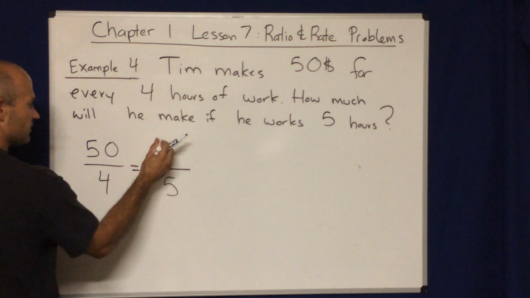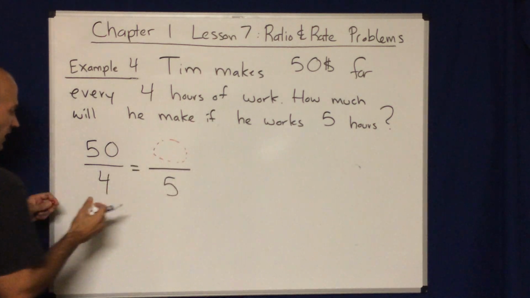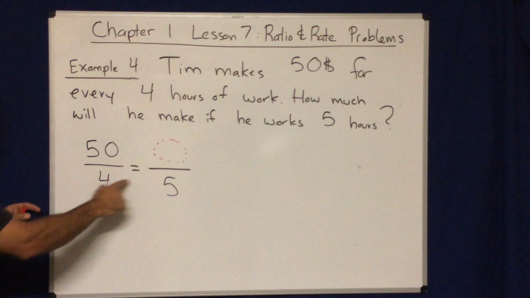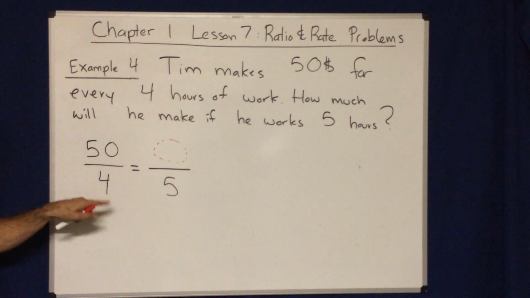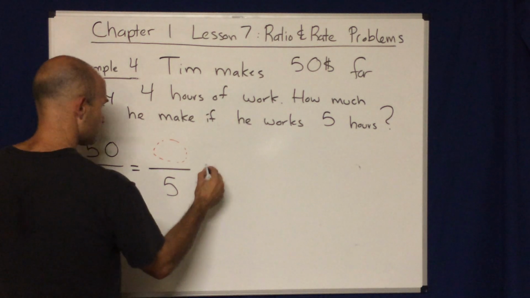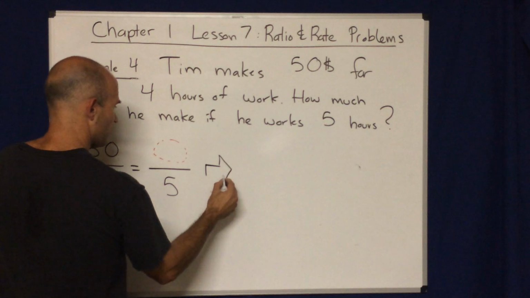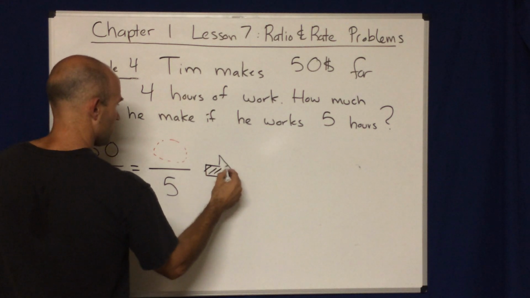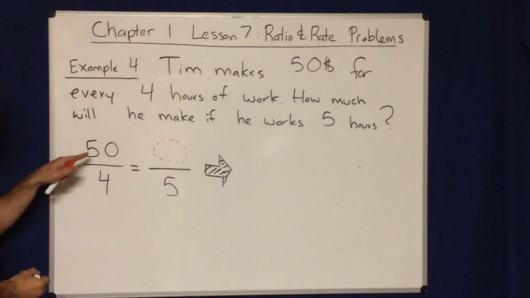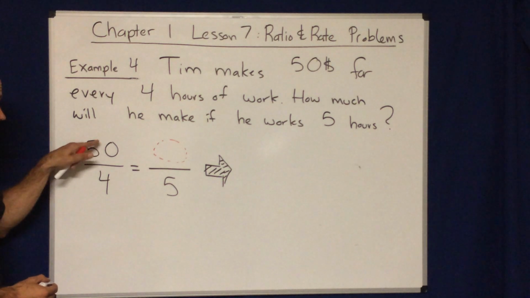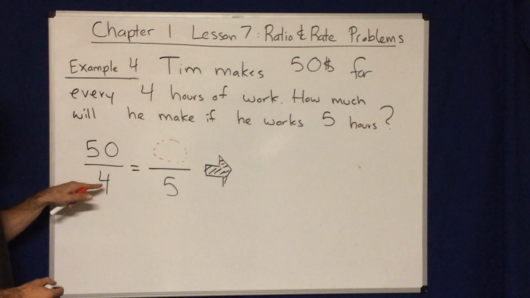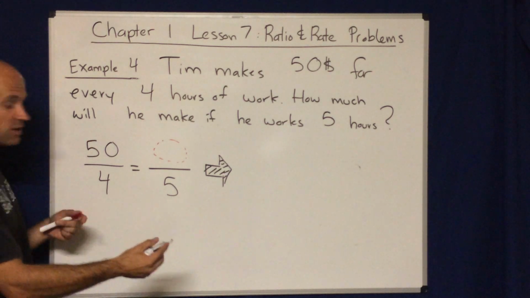So I find myself in a similar predicament where I can't really go from 4 to 5 by multiplying. So I'll try the same strategy as what I used in example 3. I'll maybe replace this fraction by an equivalent one that might be easier to deal with. So I have to think about common factors of 50 and 4. Both those numbers are even, so I can divide 50 by 2 and divide 4 by 2. That'll give me an equivalent fraction.